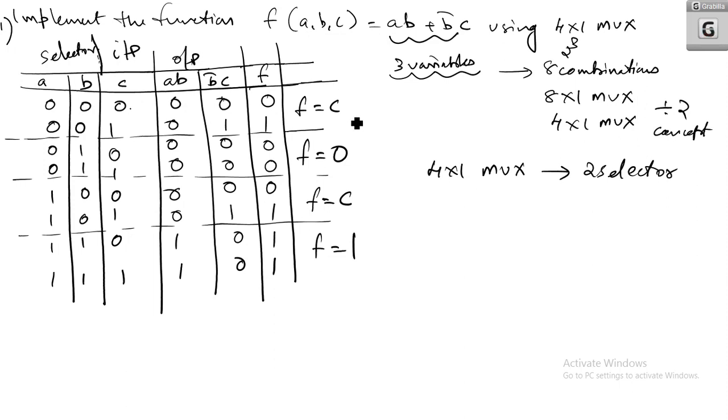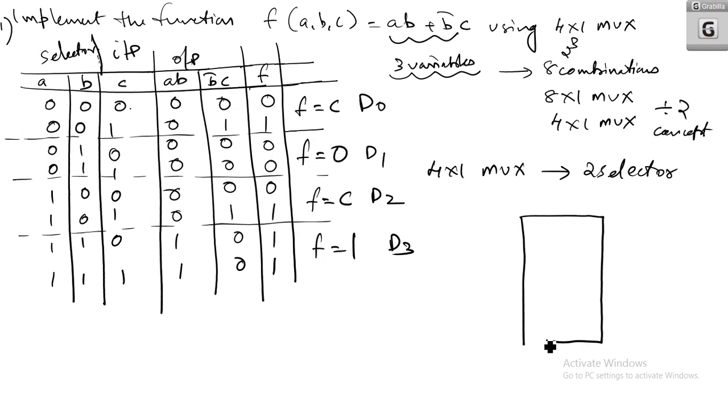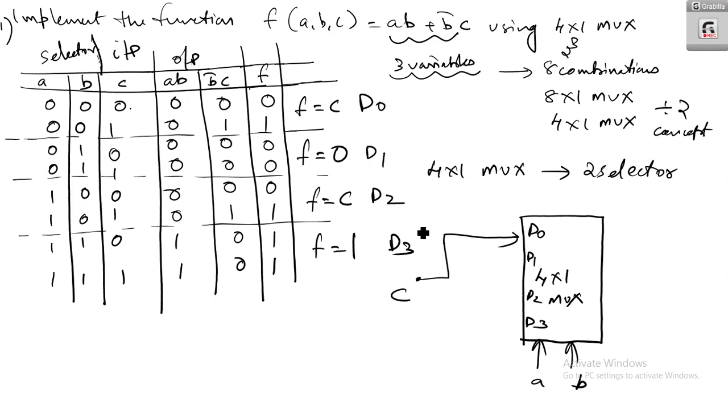Okay, so for the 4 by 1 mux, you can take this as D0, D1, D2, and D3. Selectors are A and B. So if you are drawing the 4 by 1 mux, A and B are the selectors. Here you are having D0, D1, D2 and D3. For D0, the input is C. For D1, the input is 0. For D3, the input is 1. For D2 also, the input is C. And you will get the output here.